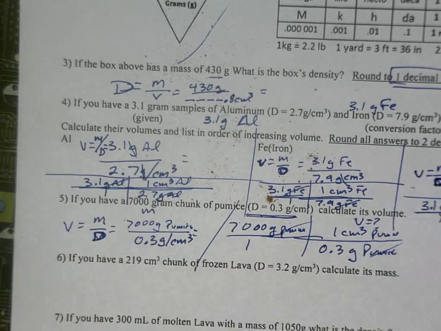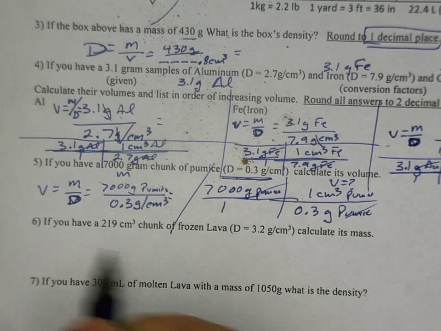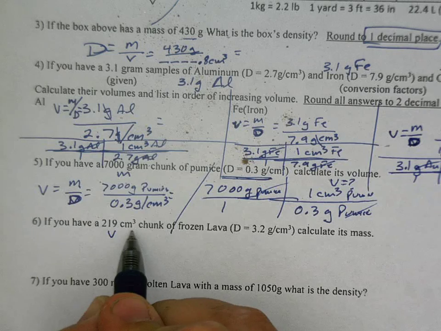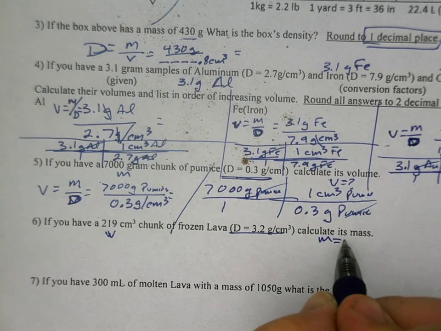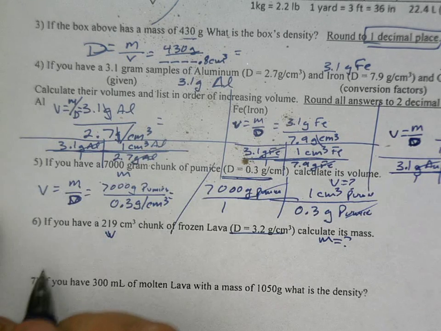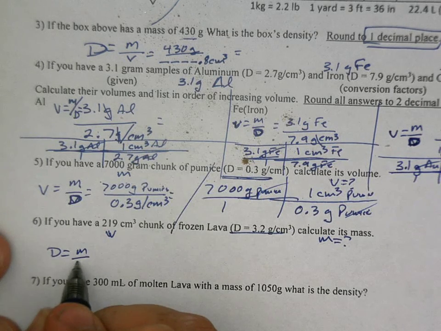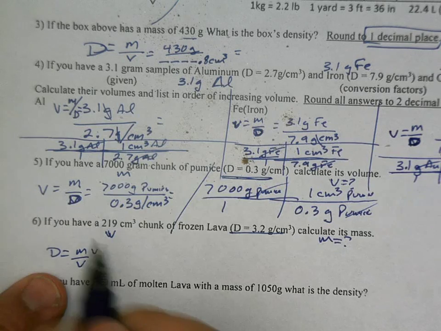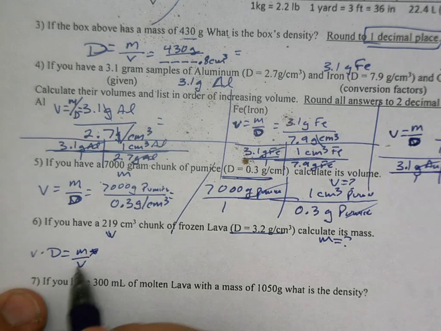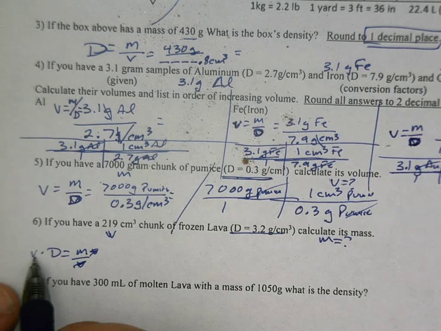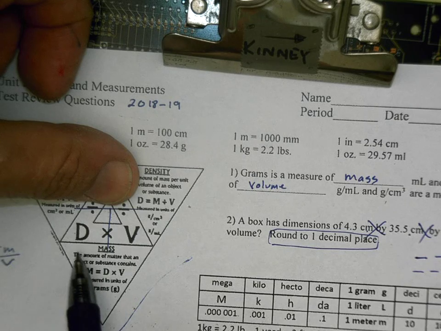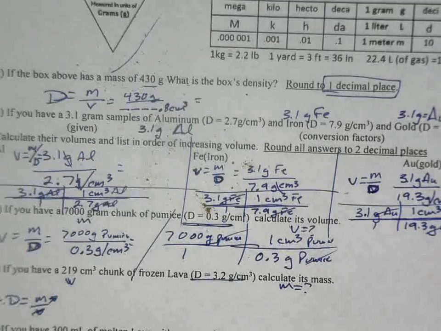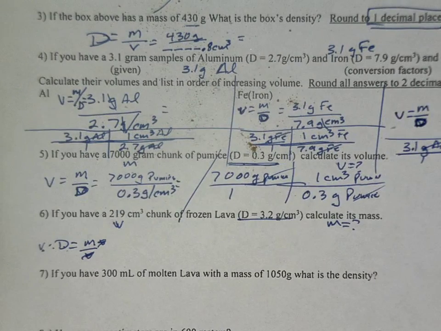We have, can we see that up there? This is our volume, 219 cubic centimeters of frozen lava. We got the density. Mass is equal to what? So density is equal to mass divided by volume. We want the mass. If we multiply both sides by V, we'll find out that mass is going to be volume times density. If we use the equation triangle, we cover up the M on the equation triangle. It is going to be density times volume, which we just figured out. So that's the way we can do it using the equation.